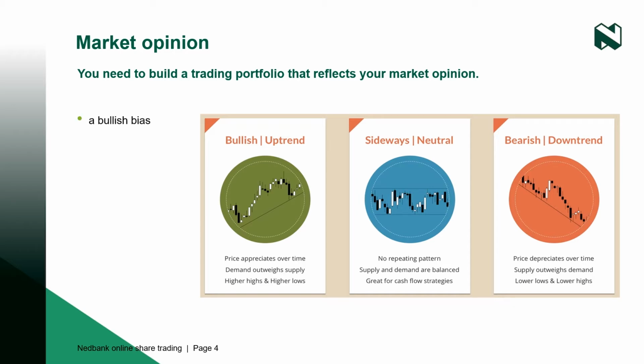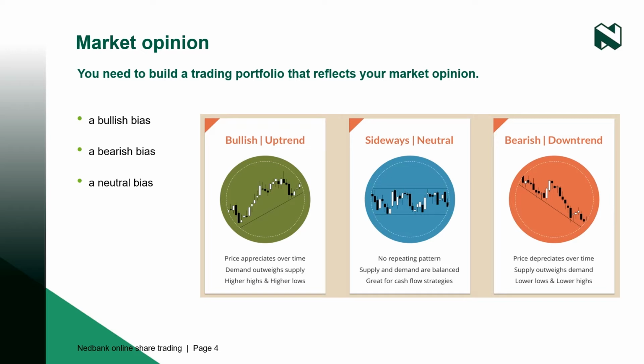The first is a bullish bias. This is when prices appreciate over time, demand outweighs supply, and price movement displays higher highs and higher lows. Secondly, there's the bearish bias. This is when prices depreciate over time, supply outweighs demand, and price movement displays lower highs and lower lows. And thirdly, it's a sideways or neutral bias. There is no repeating pattern and supply and demand are in balance.